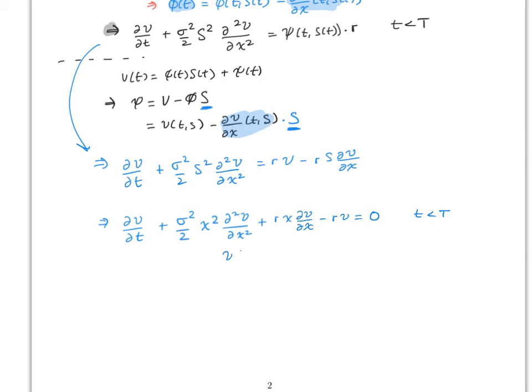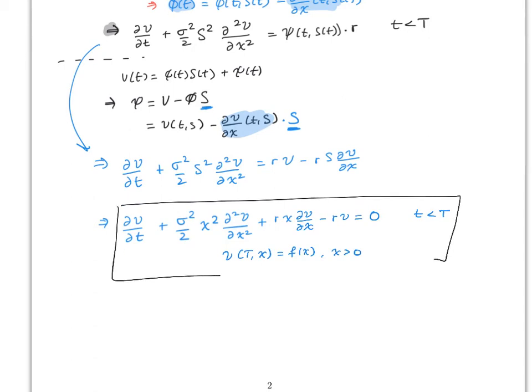And here the terminal condition is that when we get to the final time, or the exercise time, this should equal the payoff function, and this should be true for x greater than 0. Now, this is what is called the famous Black-Scholes equation. This is actually a partial differential equation, and we don't expect you to solve this at all.